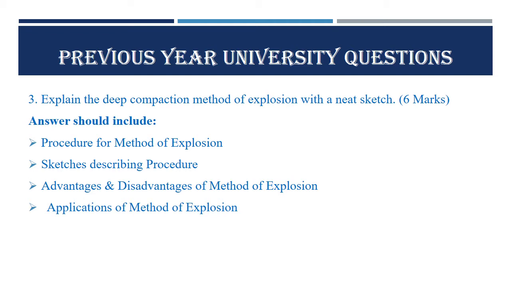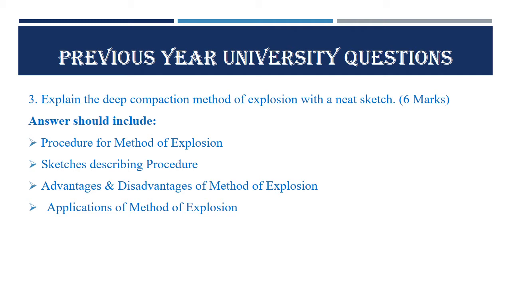So the question is asked for 6 marks. So first of all you have to specify what is deep compaction. Why you have opted explosion in deep compaction. What is the importance of this method, explosion in deep compaction? After that, list out the step-by-step procedure for the method of explosion. Then draw neat sketches for describing the procedure. After that, list out any 3 advantages and 3 disadvantages of the method of explosion. Then list out any 3 applications of this method of explosion.